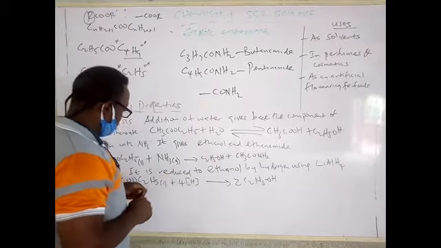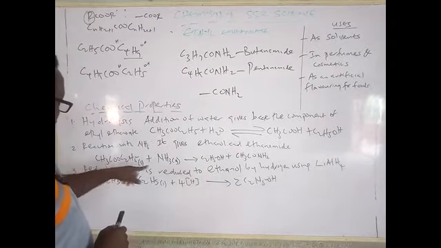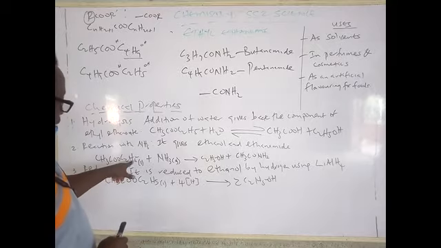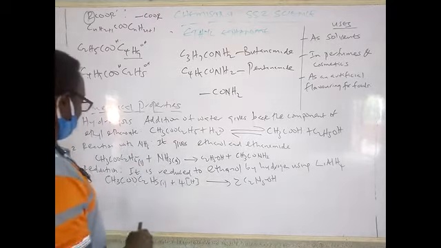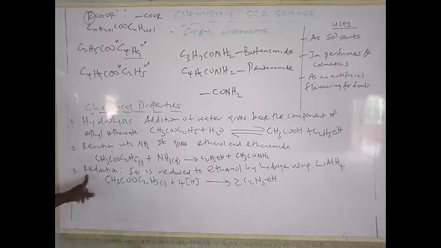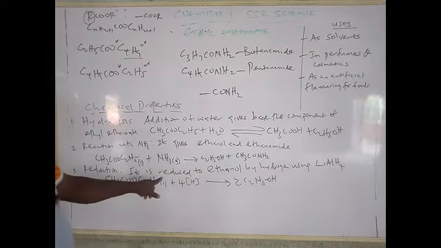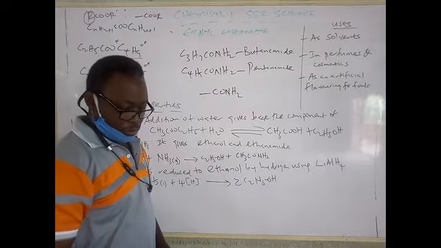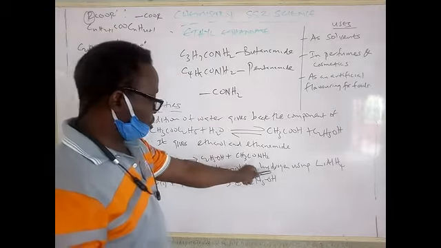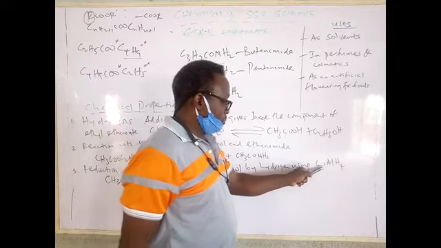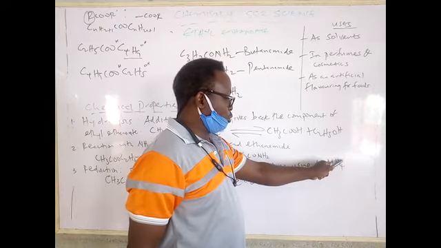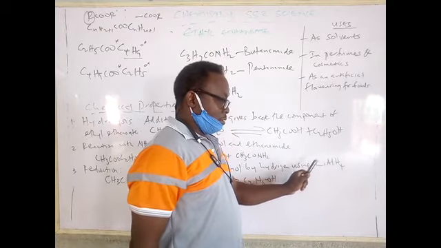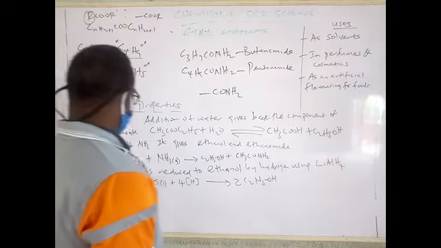So let me just move on. Like I said, when ammonia reacts with ethyl ethanoate, you get ethanol and ethanamide. Number 3, reduction. Ethyl ethanoate is reduced to ethanol by hydrogen, using lithium tetrahydroaluminate(III). That's a good reducing agent.